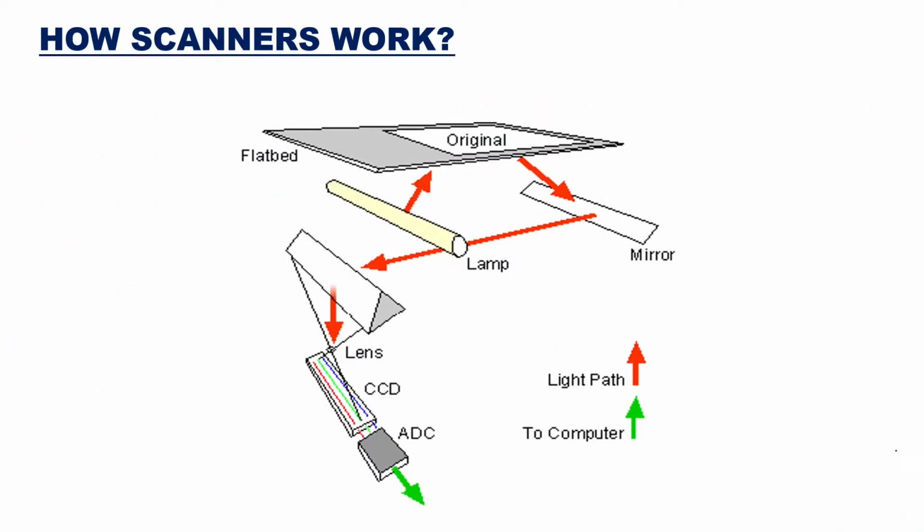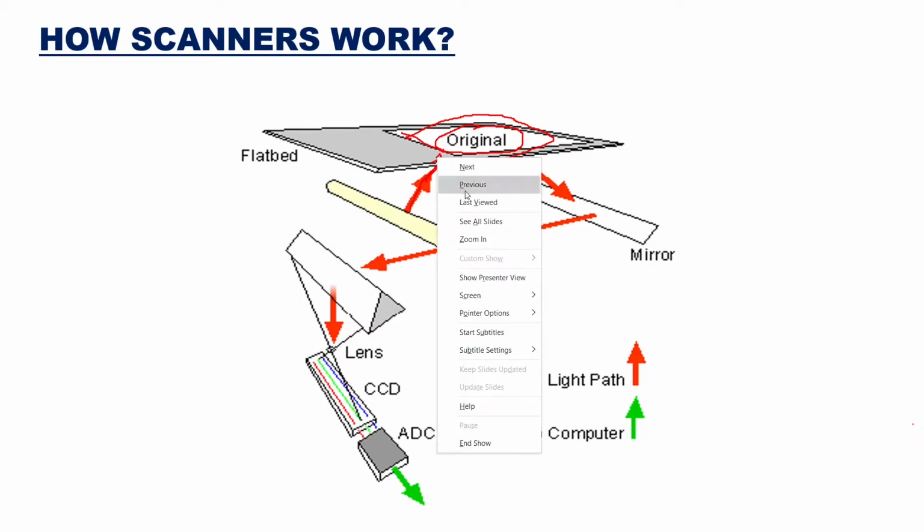Here we have shown an image of how a scanner works. Here you can see the original document is kept. This original document will be scanned by a light ray. So here is a light ray which is coming, and that light ray will scan it.